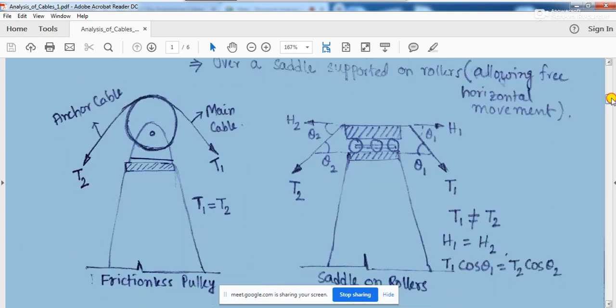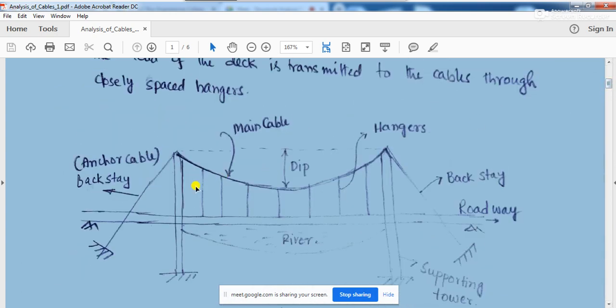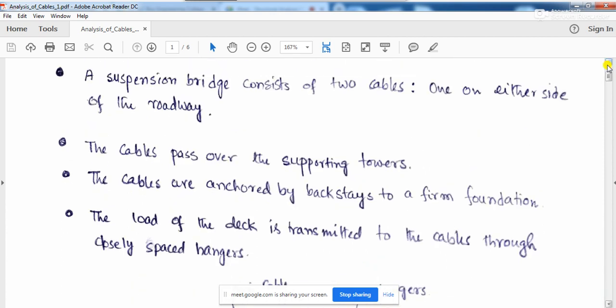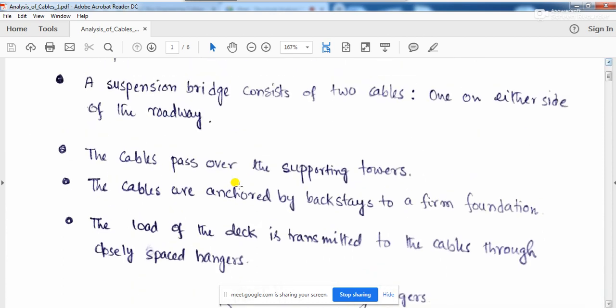The supporting towers are these, this one and this one. And you see the cable, this is your main cable, and you see this cable is getting passed over these supporting towers. Okay, so after you observe that, the cables are anchored by backstay to a firm foundation.